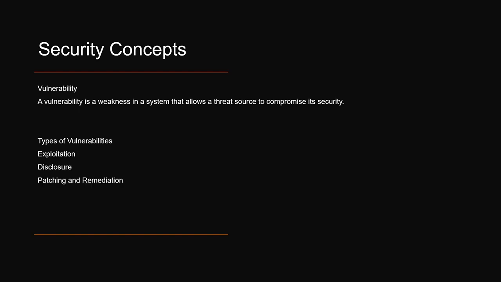Patching and remediation. In order to remediate the vulnerabilities, software vendors or system administrators release patches or updates that can fix the issues. It's essential for organizations and individuals to keep their systems and software up to date in order to protect them against the known vulnerabilities. Zero-day vulnerabilities. These are the vulnerabilities that are exploited by the attackers before the software vendor is aware of them, or has had a chance to release the patch. They are called zero-day because there are 0 days of protection available before the exploit is known.